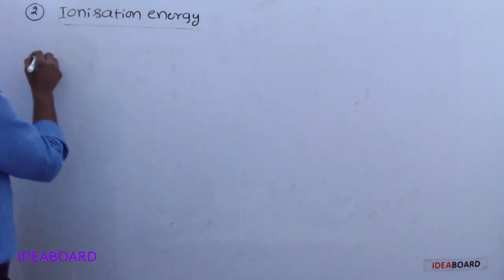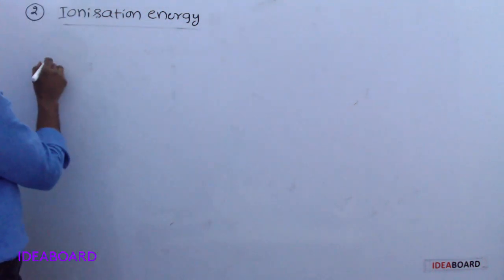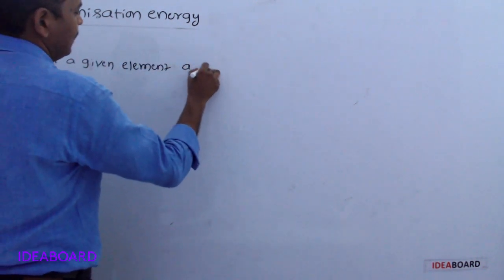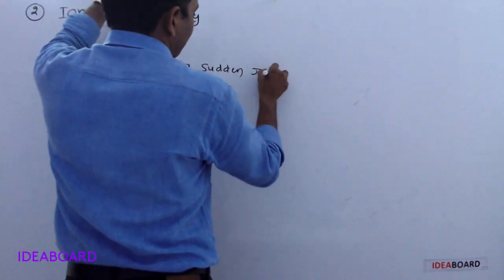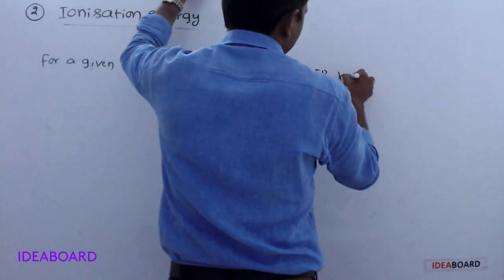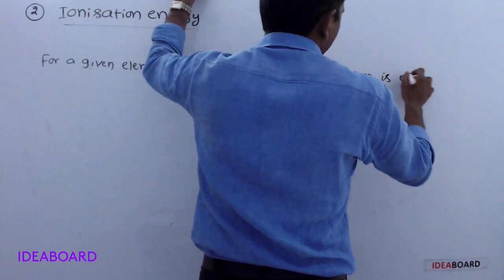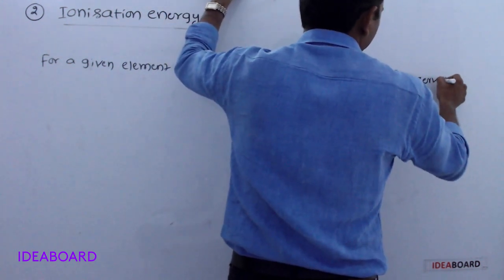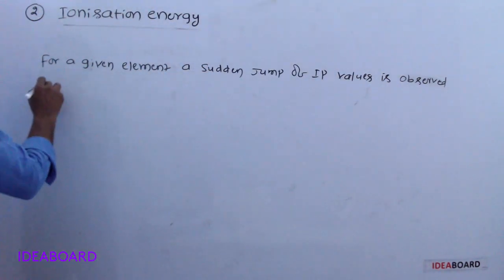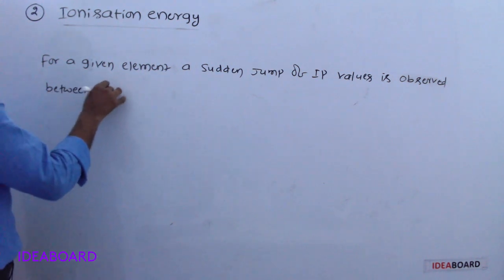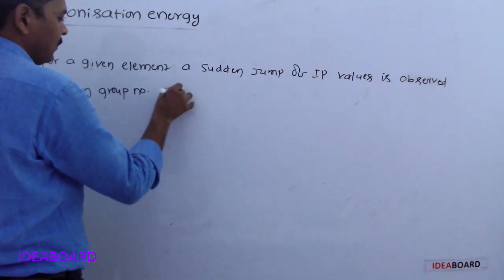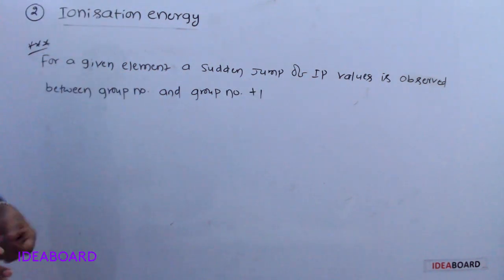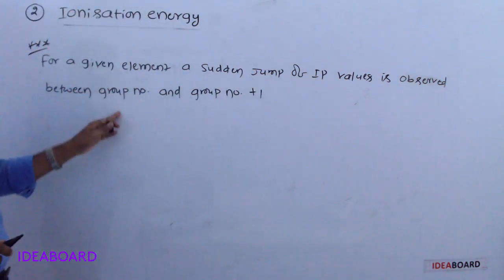So next, one important point about ionization energy: for a given element, a sudden jump of IP values is observed between group number and group number plus 1.